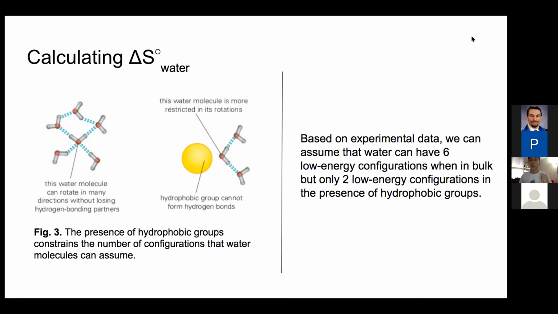And when you put in a hydrophobic group, you constrain that. We experimentally discovered you only have 2 low energy configurations. So of the 6, you only get 2 configurations where you satisfy hydrogen bonding. Even though there's the limitation that we're choosing discrete values where there should be a range of values possible, it represents the fact that when we put in a hydrophobic group, the orientations that allow hydrogen bonding are constrained.